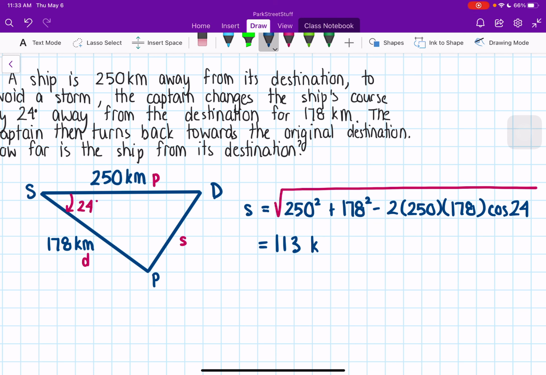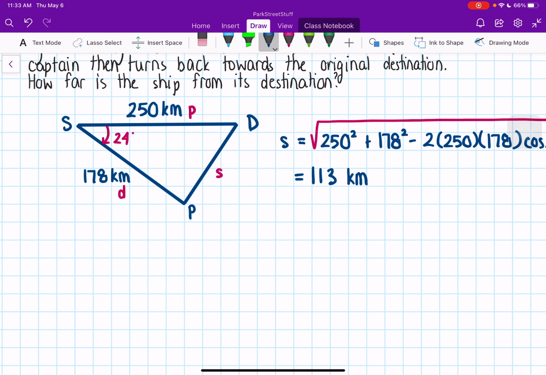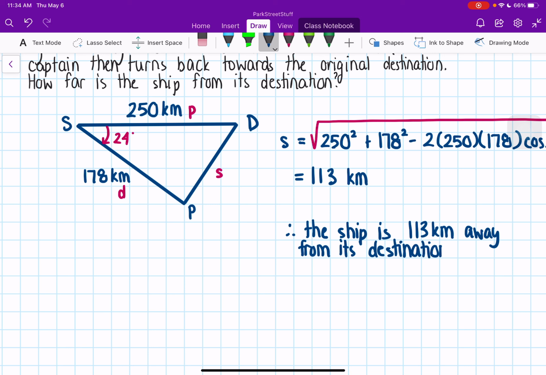113 kilometers. And this was a word problem, so you're going to give word answers. You're going to say, therefore, the ship is 113 kilometers away from its destination. And that's it. That is cosine law.